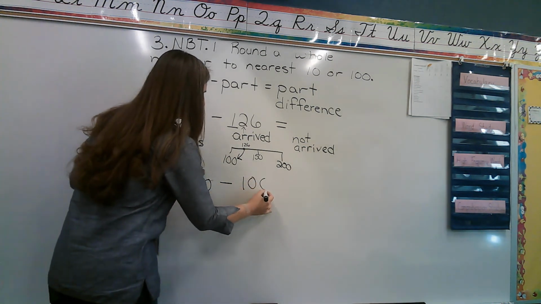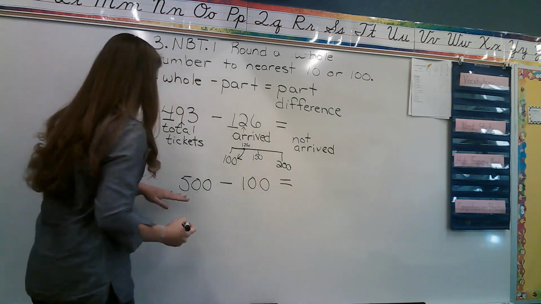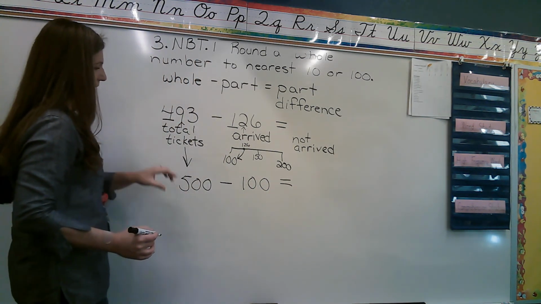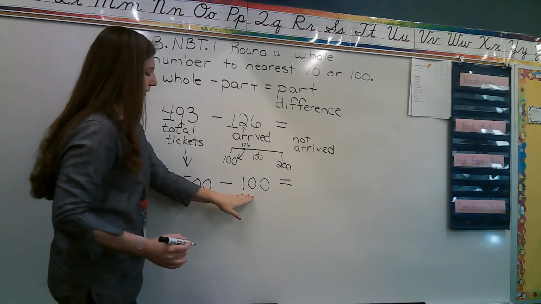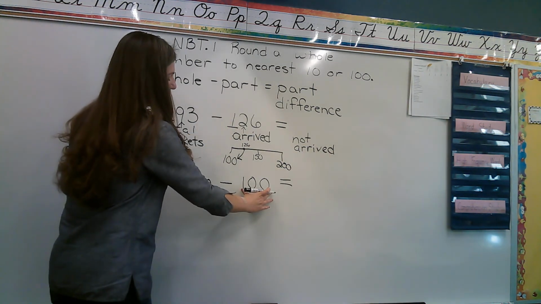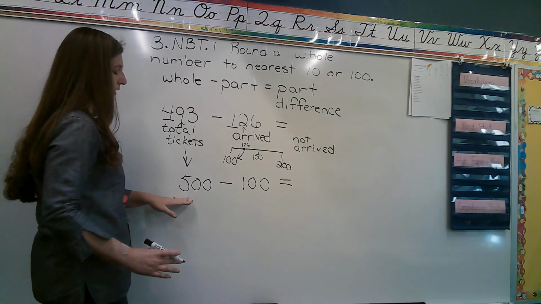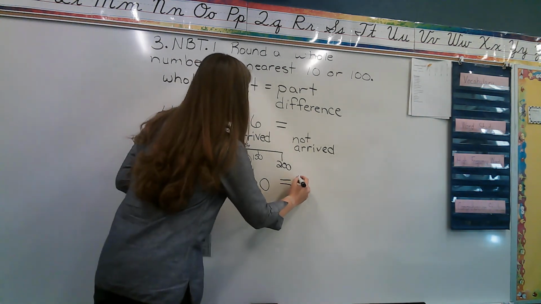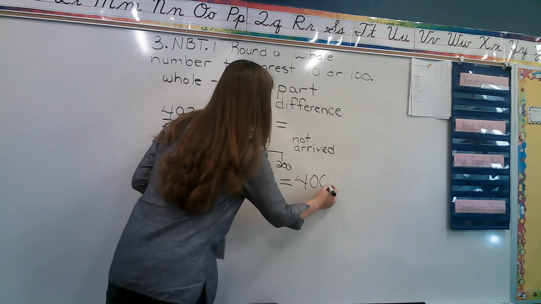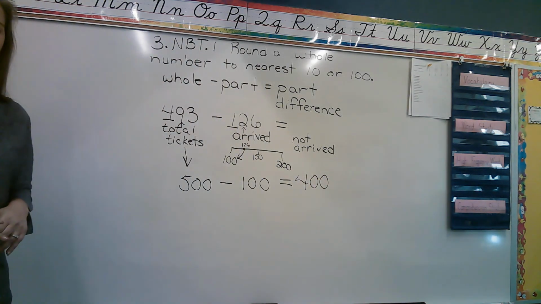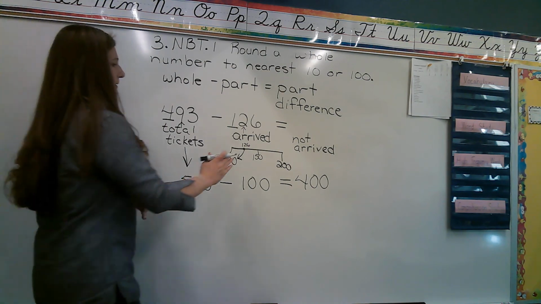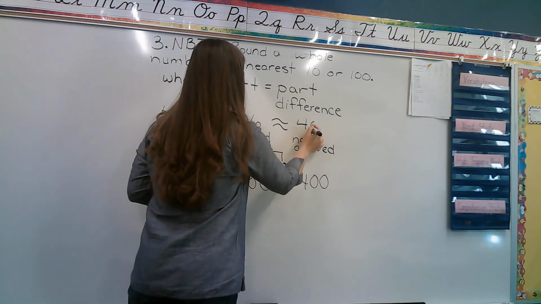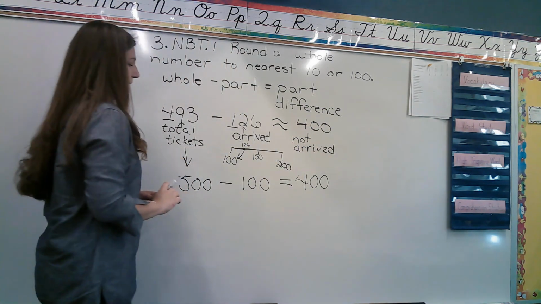So when we go to subtract this, these are the tickets rounded. These are the number of people that have arrived, rounded to the closest 100. And when we subtract, we know that 500 minus 100 is about 400. Okay? So let's think, we're going to say about 400 have not arrived.